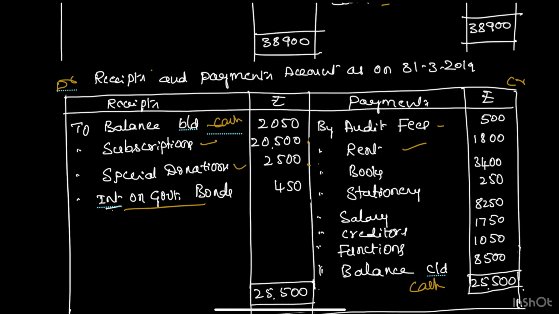And on the payment side, we are going to find all expenses paid: audit fees paid, rent as a regular payment, books, which is a capital purchase of an asset, stationery, revenue, salary payment, creditors paid during the year, expenses related to functions, and the cash balance. So this is the information available.